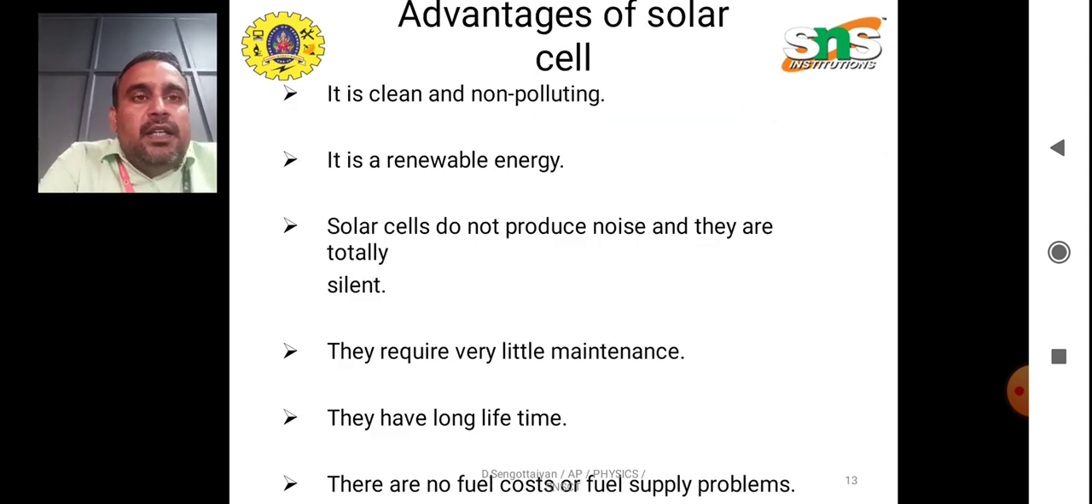Okay, finally, advantages of solar cells. It is clean and non-polluting. It is a quickly renewable energy source. It is available for free. Solar cells do not produce noise. They are totally silent. They require very little maintenance. They have a long lifetime. There are no fuel cost and fuel supply problems.